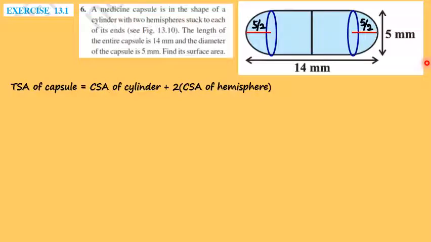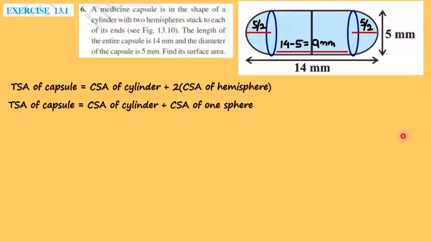Here the diameter is 5 millimeter, so the radius of this hemisphere is 5 by 2. Then the height of the cylinder: the total length is 14 millimeter. So the length of the cylinder alone will be 14 minus 5 by 2, 5 by 2, both sides will go. So 14 minus 5 equals 9.